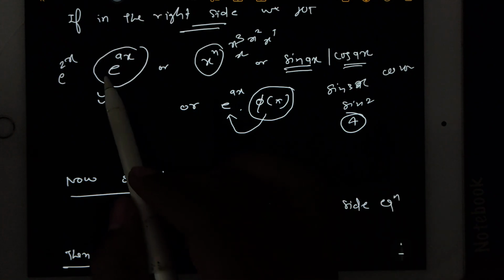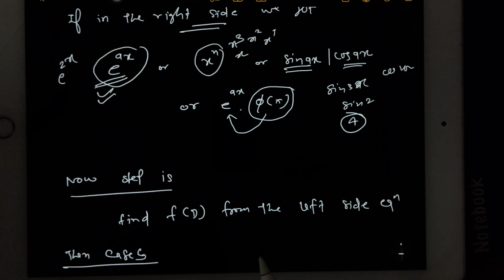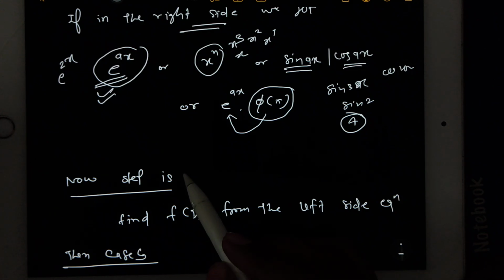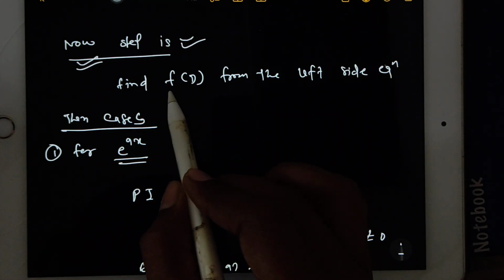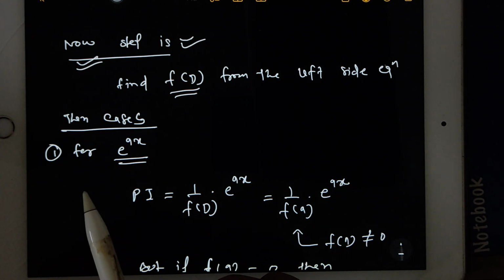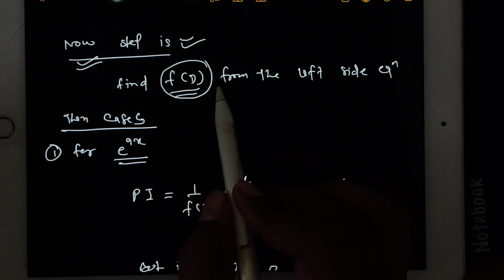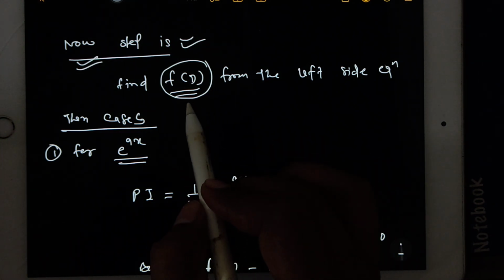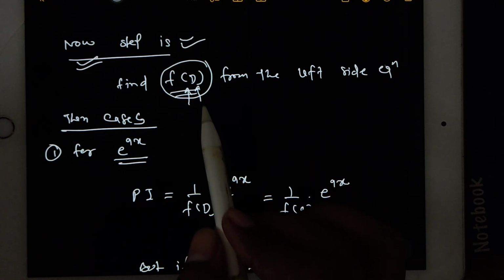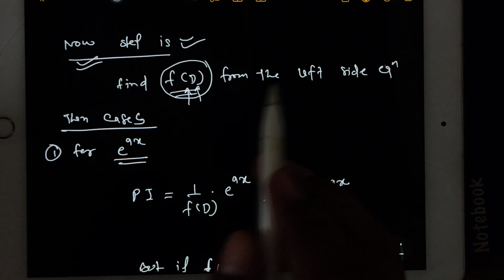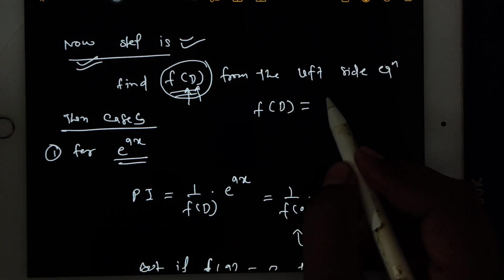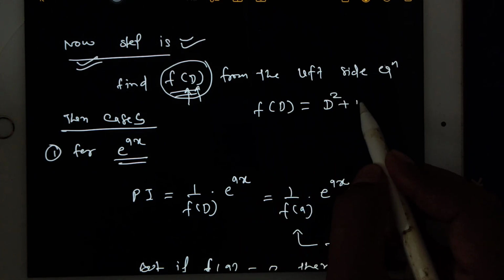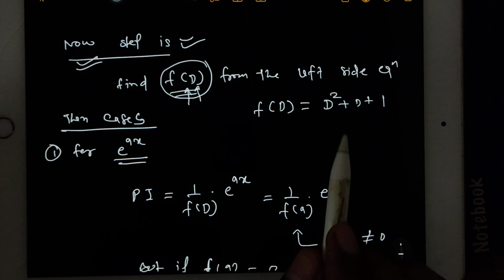So in this video we will only understand what if e power ax type of thing will come in the right side. So let's understand the step. So what is the step? You know how we are finding FD, correct? In the left side, whatever equation is given, from that we take y common, and whatever is remaining we replace with D. So D square blah blah, we are getting FD, correct? In previous questions we got FD. So suppose we are getting FD, just as an example, D square plus D plus 1. Just imagine this is your FD.